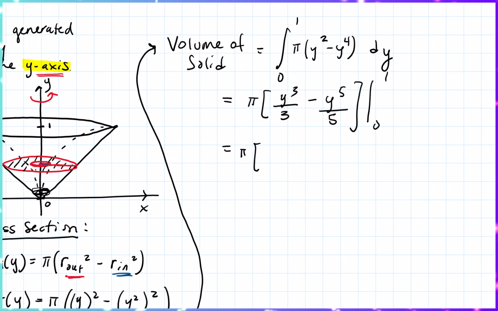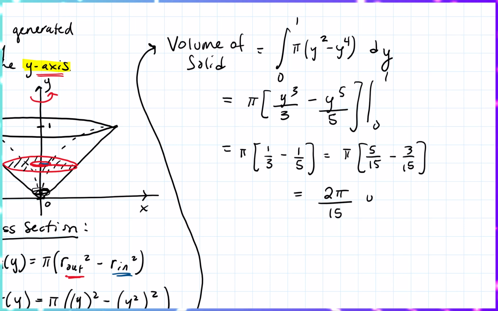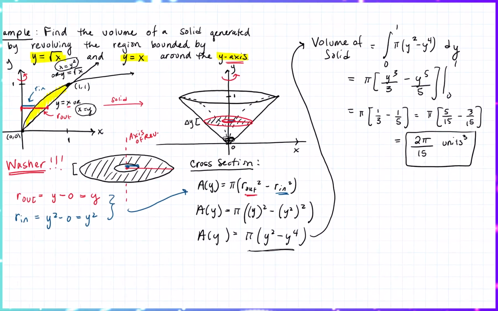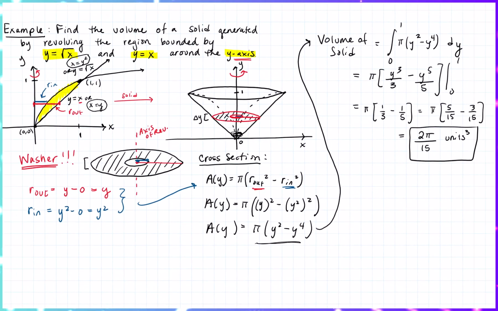So that's just pi times 1/3 minus 1/5. Do a little common denominator work there. We get 5/15 minus 3/15, which is 2/15, and our final answer, times pi, is 2 pi over 15 units cubed of volume. Okay, let's get that all on the screen so we can see it. So that's how much volume is in this solid that we drew right here.